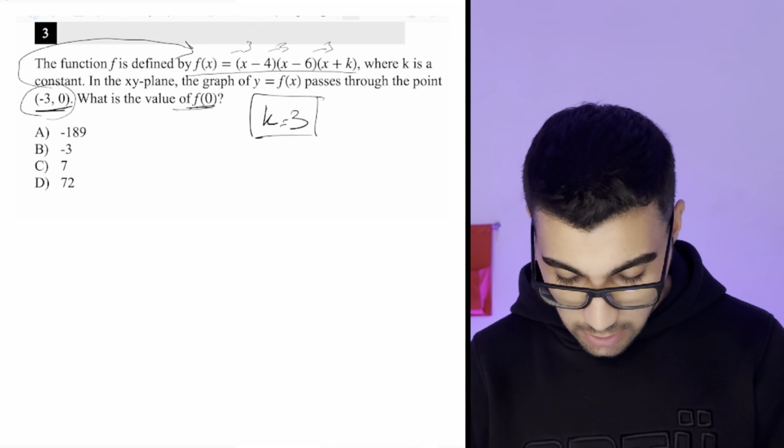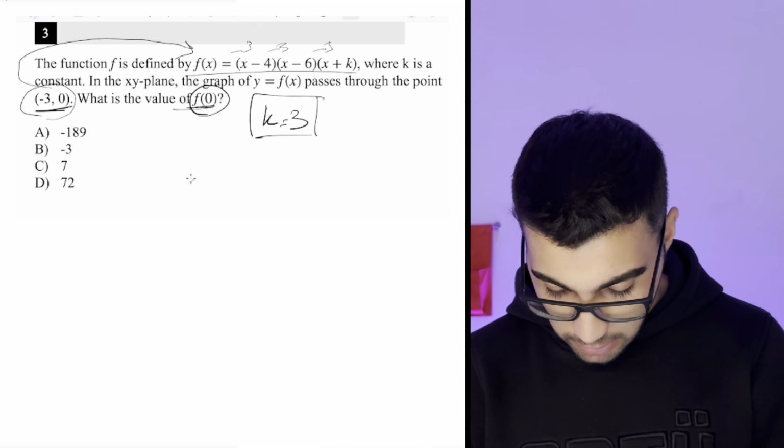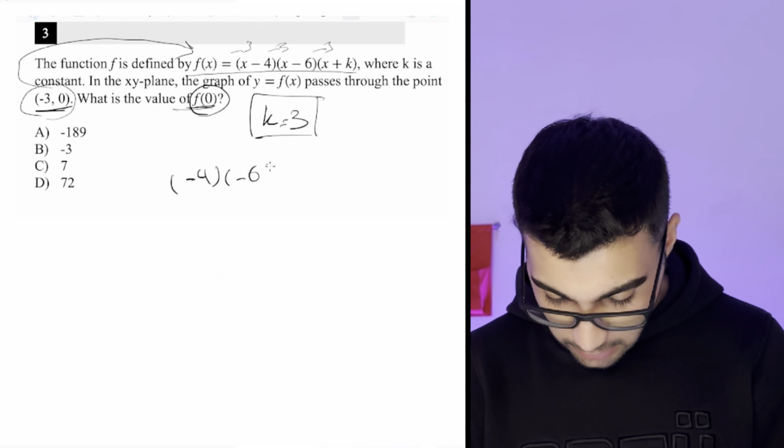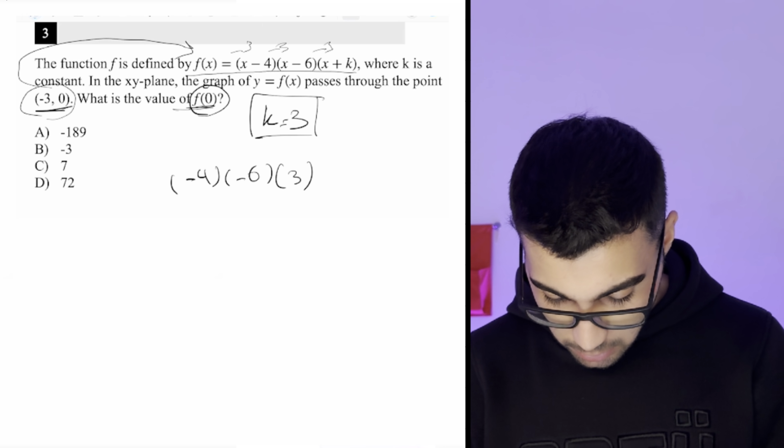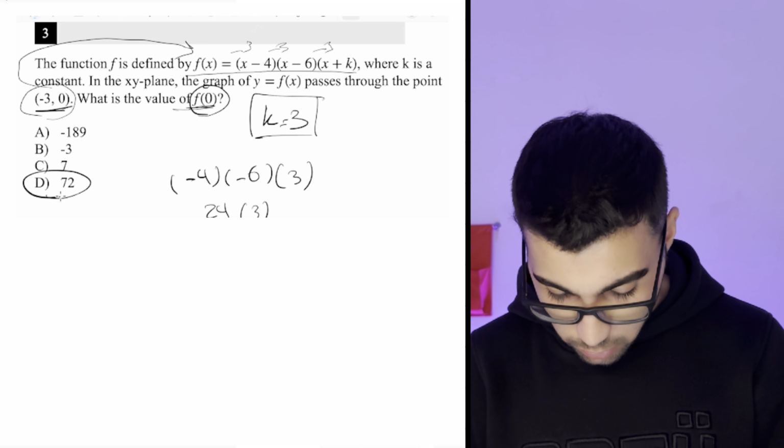So now that we have k equals 3, we can find f of 0 easily. You just put 0 into x, and you're going to get -4 times -6 times 3. So we're going to get 24 times 3, which is going to be 72, choice D.